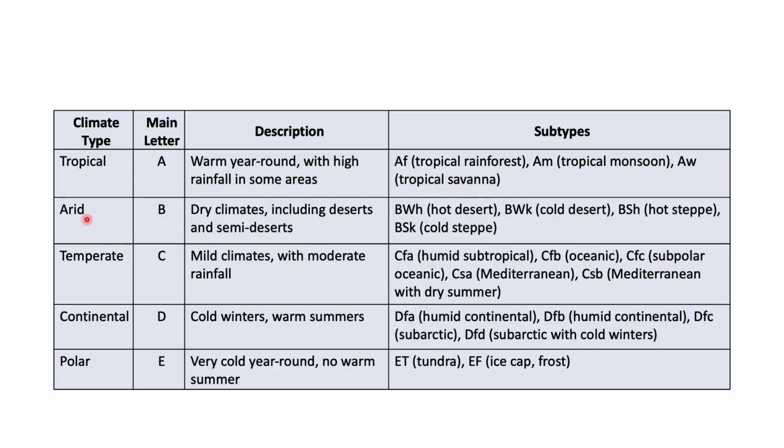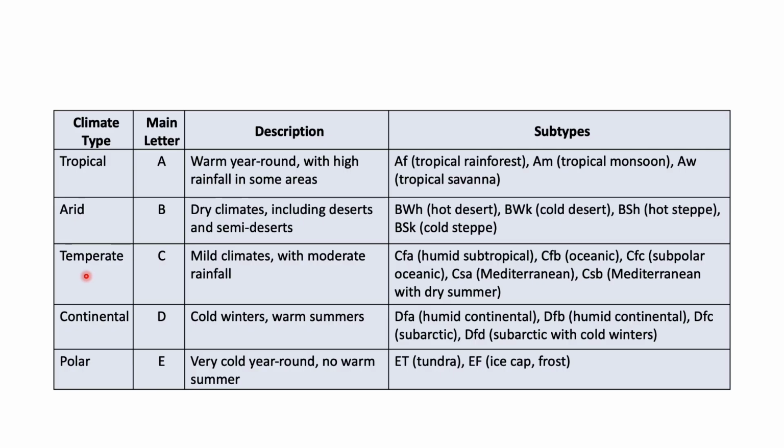Similarly, B is the next climate classification, that is arid type. Here it is basically dry climate including deserts and semi-deserts. We have various subtypes: BWH, BWK, where H and K are hot and cold, and W means desert. And similarly we have BSH and BSK, where S is for steppe, and H and K are hot and cold.